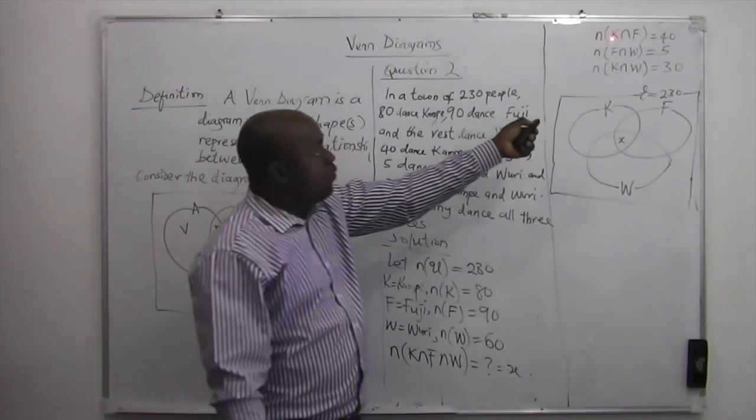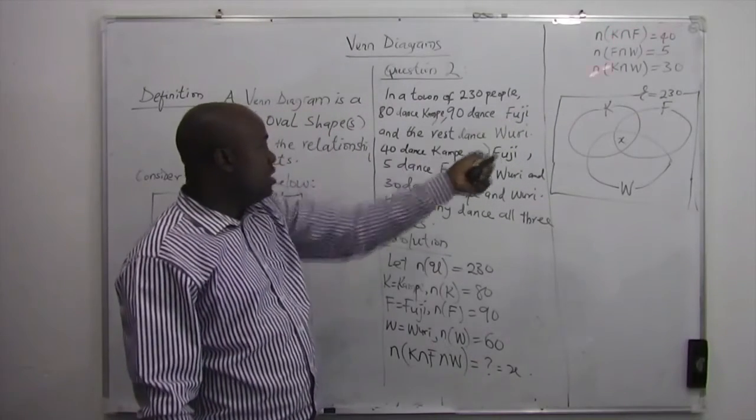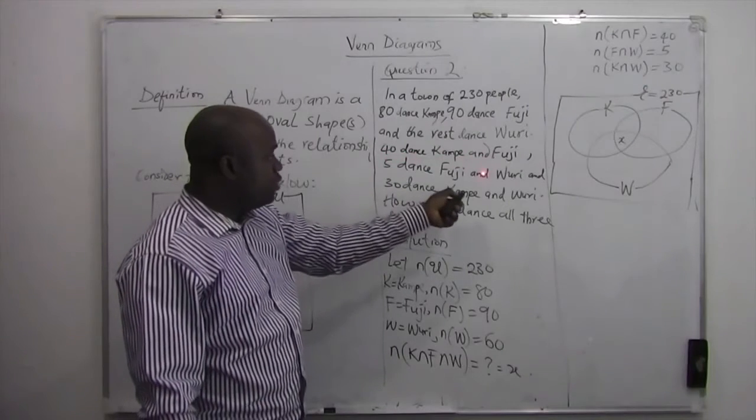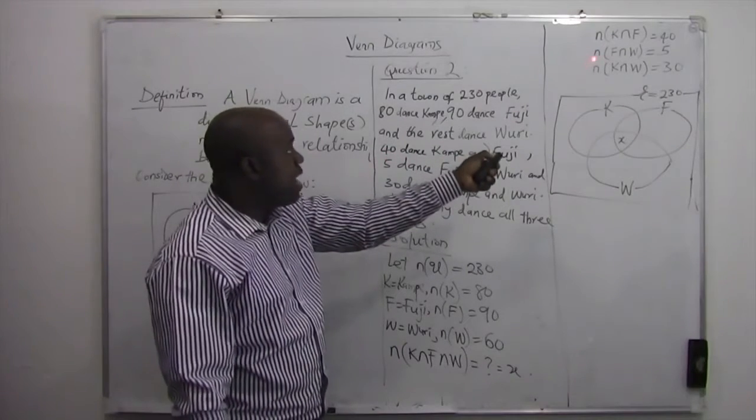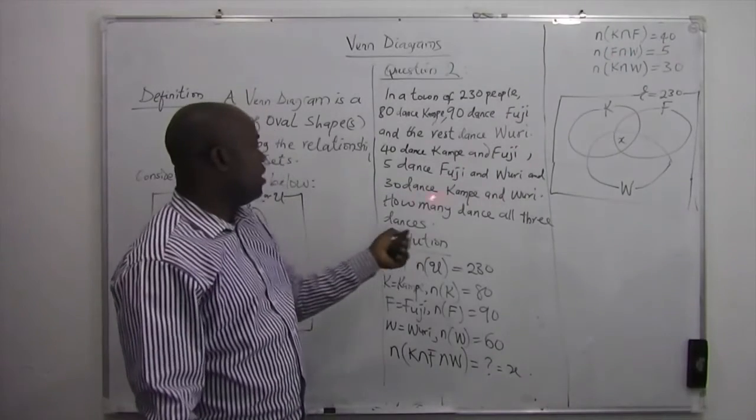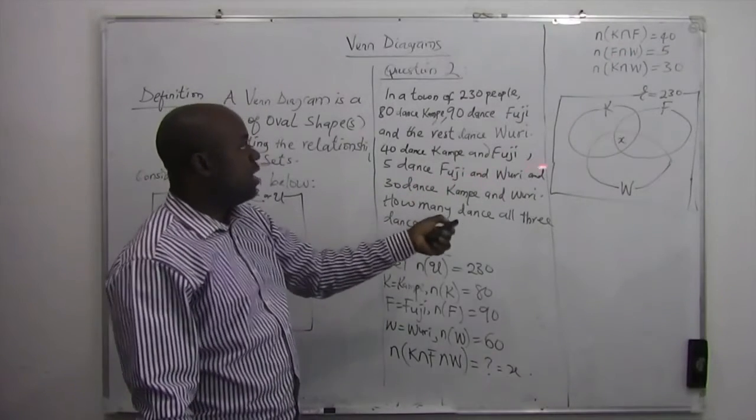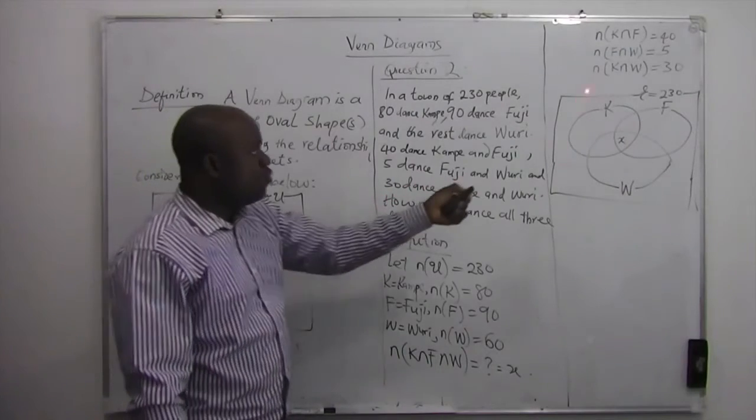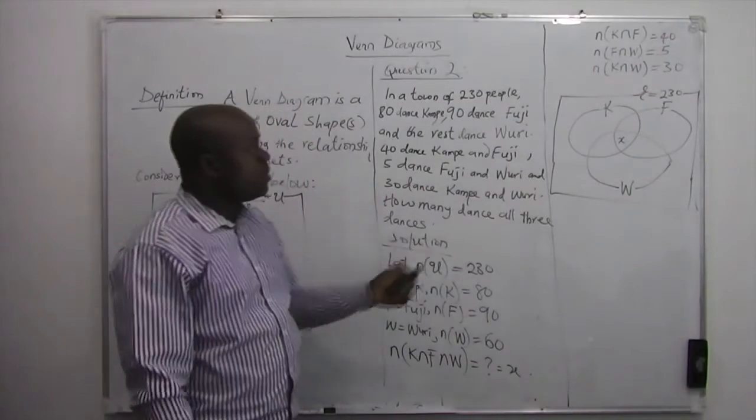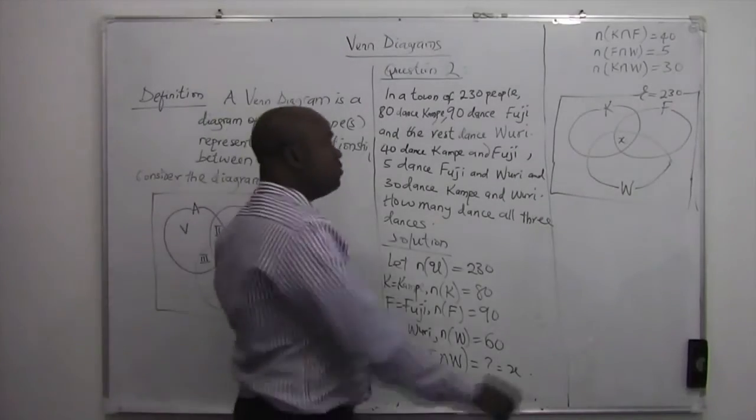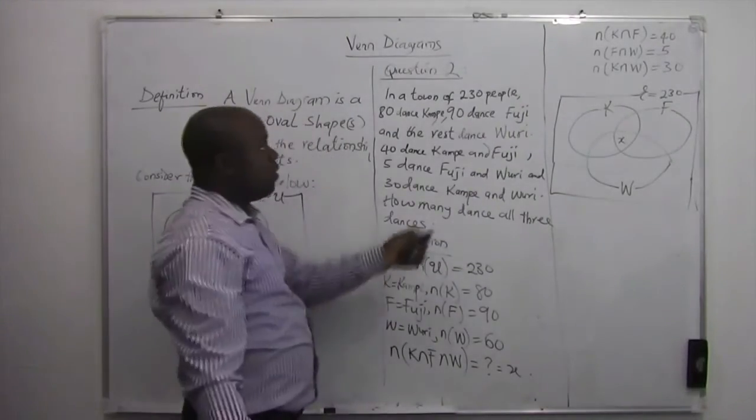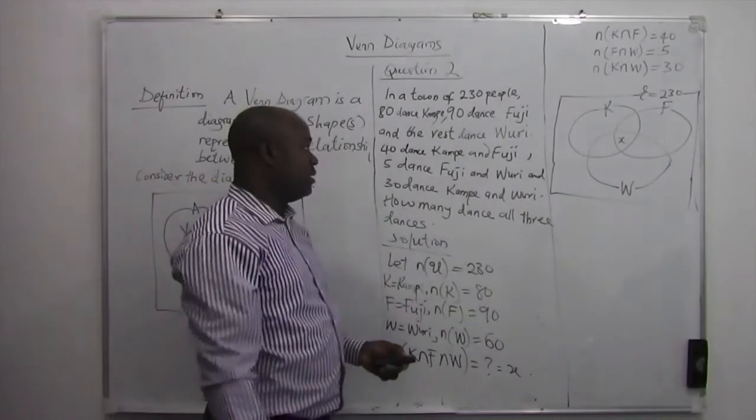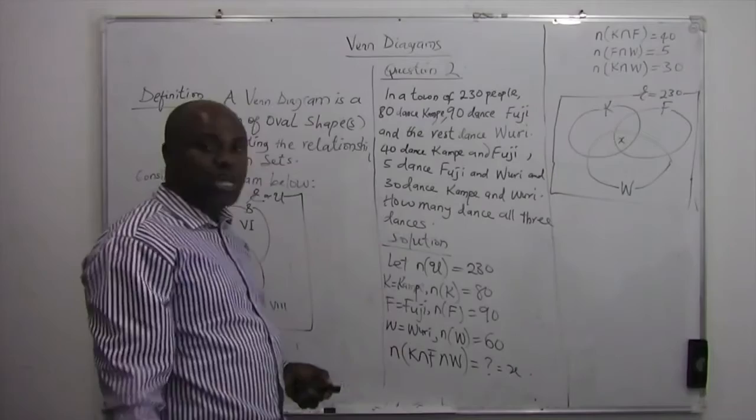We also have in the question other things here. The number that are involved in kampe and Fuji is 40, according to our question here. 40 dance kampe and Fuji. Then the number that dance Fuji and Wuri is 5, as you can see here. And then you have another 30 people dancing kampe and Wuri, which is represented there. The next step now is to represent the other information, apart from the X that we have written down, in the diagram. So where do we start from?